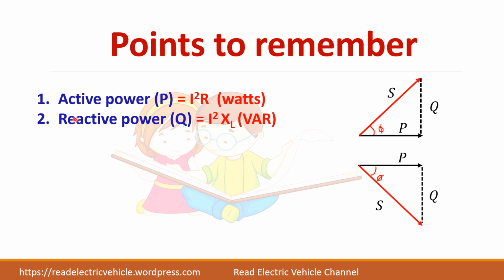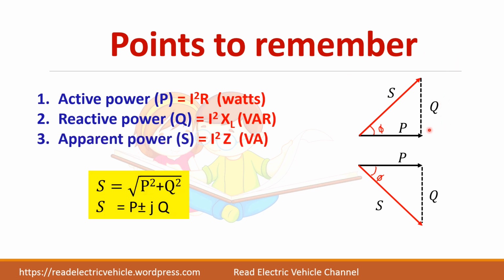So power, active power, reactive power and apparent power are there. Q can be plus or minus depending upon the XL and XC values.